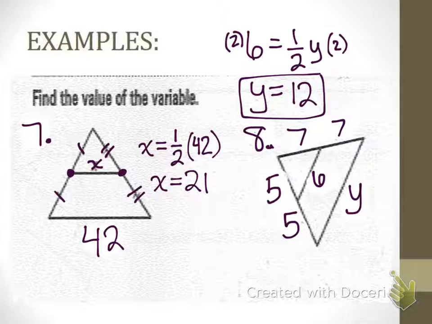Also on number 8, how did we know that we had a mid-segment? What's congruent? The pieces of both sides are congruent. So 7 and 7, that means we got a midpoint here. 5 and 5, that means we got a midpoint there.